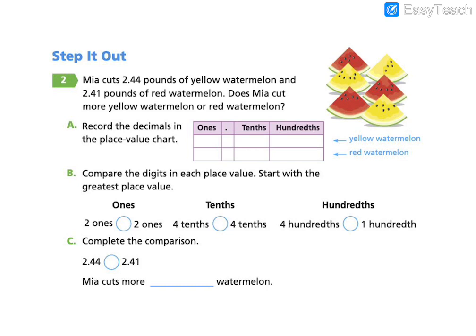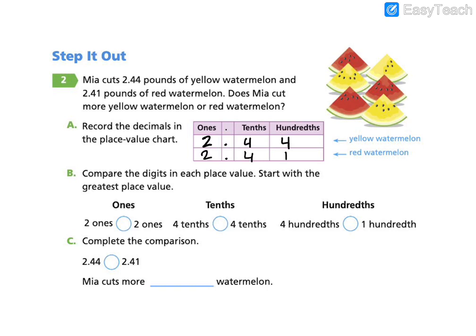Number 2, Mia cuts 2 and 44 hundredths pounds of yellow watermelon and 2 and 41 hundredths pounds of red watermelon. Does Mia cut more yellow watermelon or red watermelon? Record the decimals in the place value chart. Okay, yellow is first. So she cuts 2 and 44 hundredths. And red, she cuts 2 and 41 hundredths.